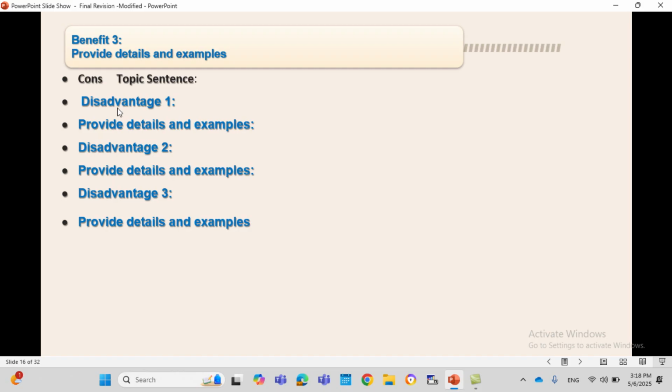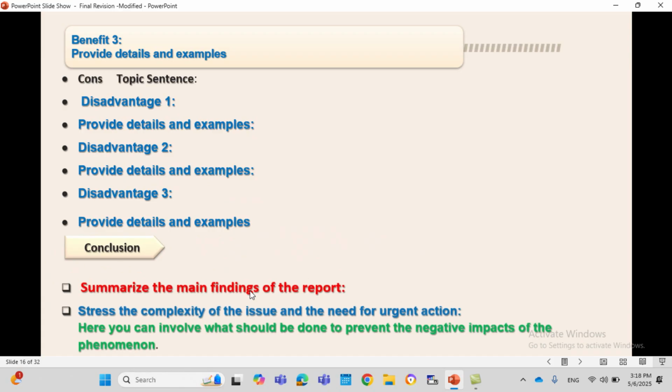You can merge, for example, 1 and 2 and 3 together, okay, if there is not enough space to write in the exam paper. Then after that, we come to the conclusion, and here you summarize the main findings, the main facts about the report. You stress the complexity of the issue and the need for urgent action. Here you can involve what should be done to prevent the negative impacts of the phenomenon.